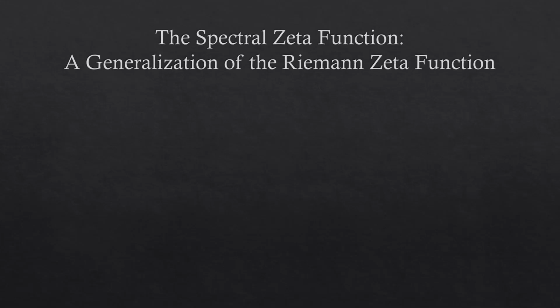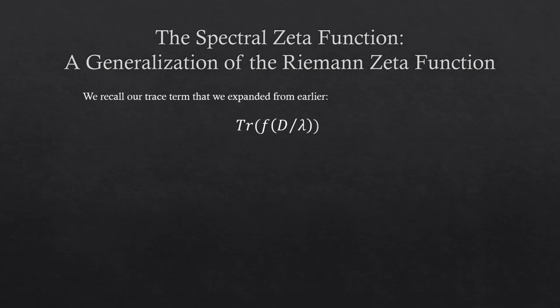So now let's talk about the spectral zeta function, which is more or less a generalization of the Riemann zeta function and a couple of other functions. So let's go back to that trace term, but this time we're just going to look at its actual closed term, the trace of f of D slash lambda. And by selecting our cutoff function to be e to the negative u, we end up getting the following.